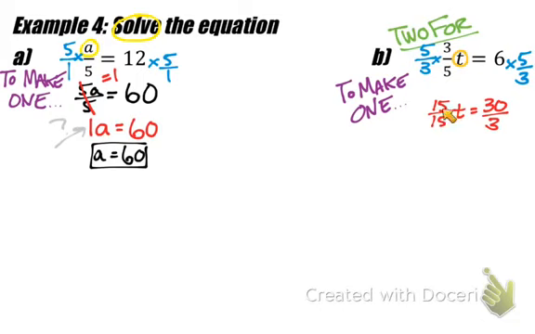So we simplify. We know that 15 divided by 15 is just going to be 1, so we write that out as 1t, and then 30 divided by 3 equals 10. And again, we don't have to write the 1 down. We can just write down t equals 10.